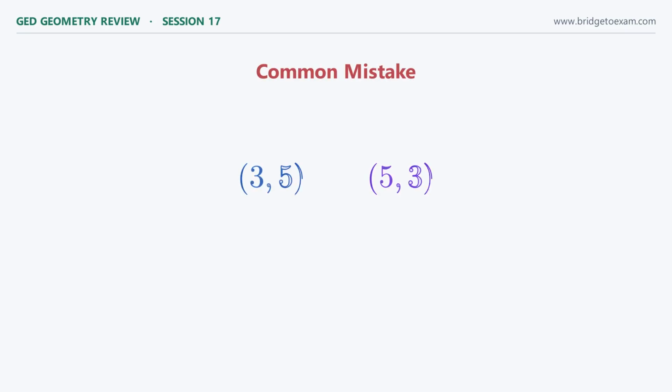The classic mistake is reversing the coordinates. The point 3, 5 is not the same as 5, 3. X always comes first. Keep that order, and you avoid plotting in the wrong place.